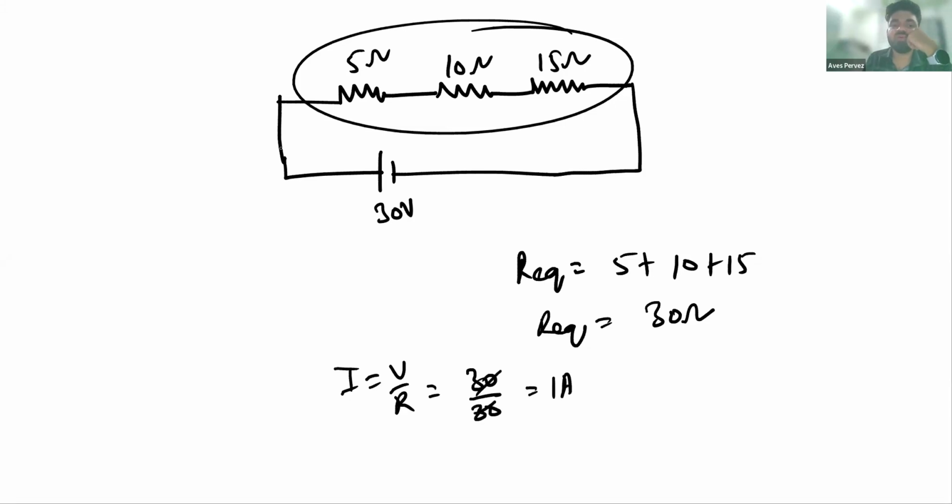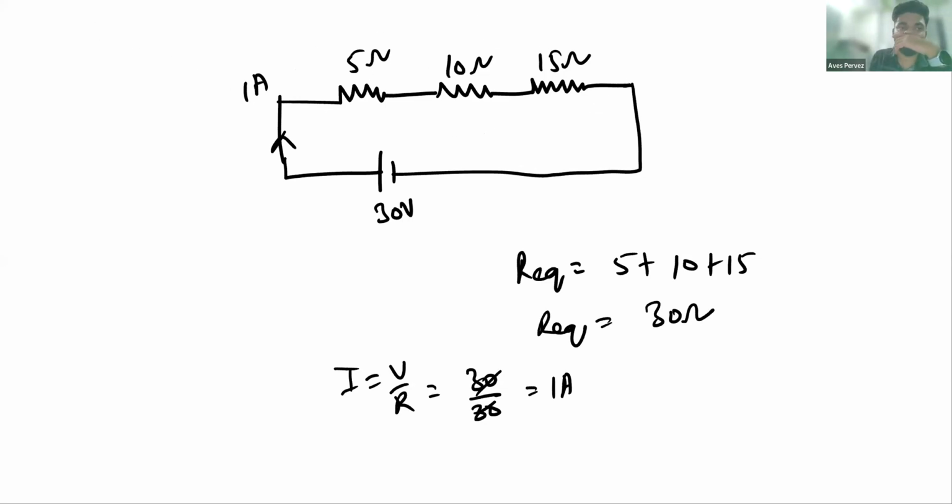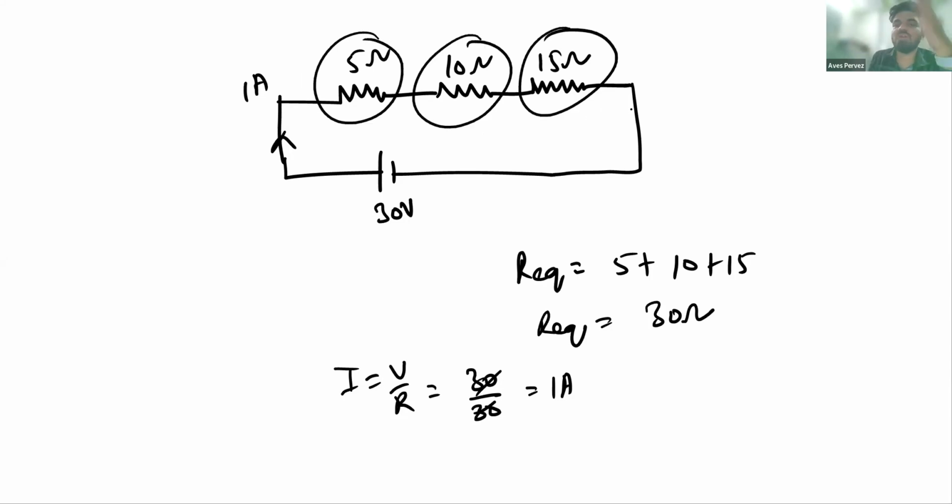So 1 ampere is the total current of the circuit, and the total current will reach every part. Okay. 1 ampere to this one, 1 ampere to this one, 1 ampere to this one. All of them are going to have the same current. Okay. Got it? Got it? Yes, sir.